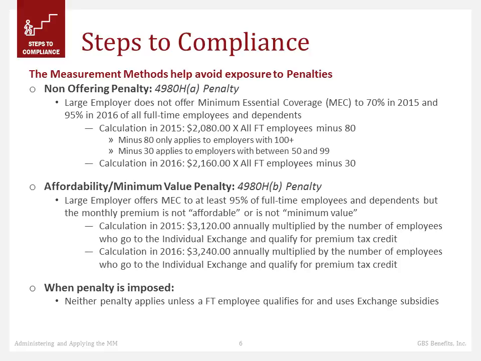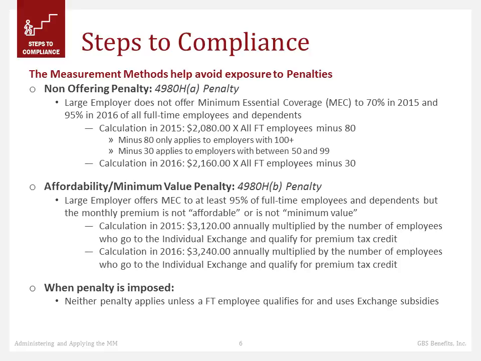Now, the way that penalty is calculated, we're going to skip just to the 2016 calculation. It used to be a $2,000 penalty, but it was indexed for inflation. So if you look at the line that says calculation in 2016, the amount that you multiply is not $2,000 but $2,160, and you multiply that by all your full-time employees minus the first 30. And that is the total amount of the 4980H(a) penalty if you are exposed to that.